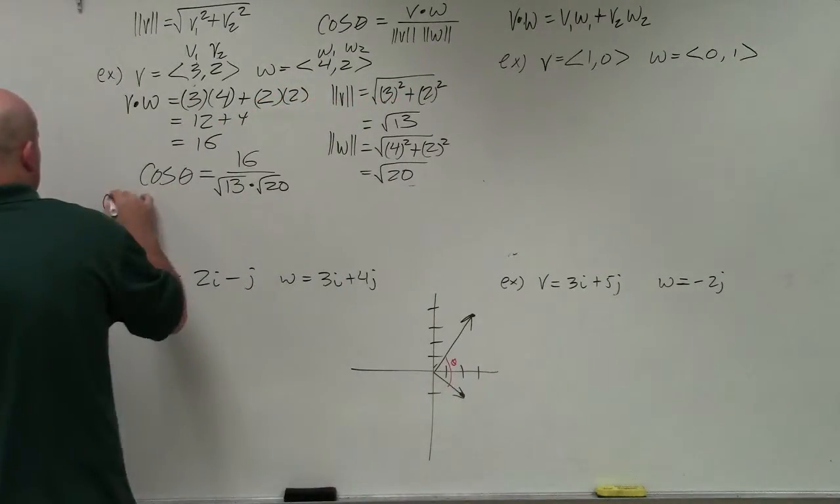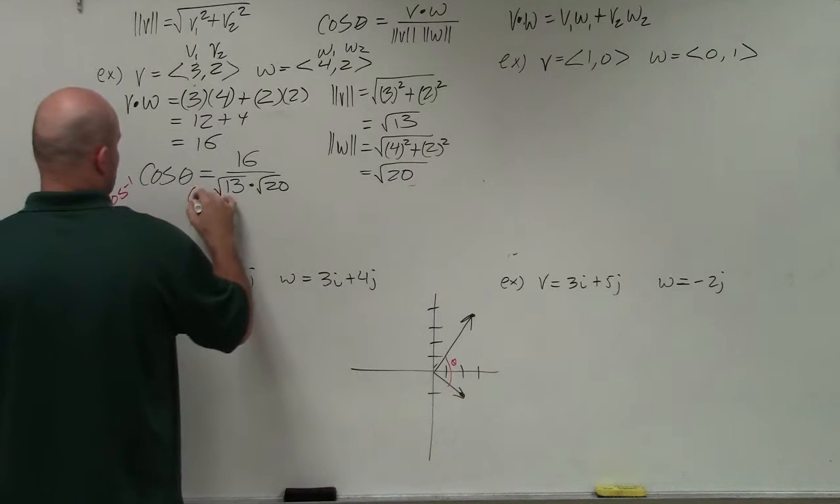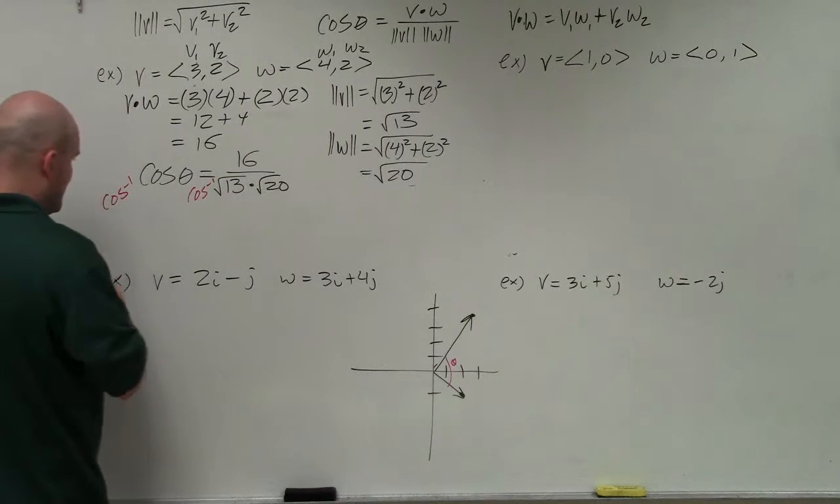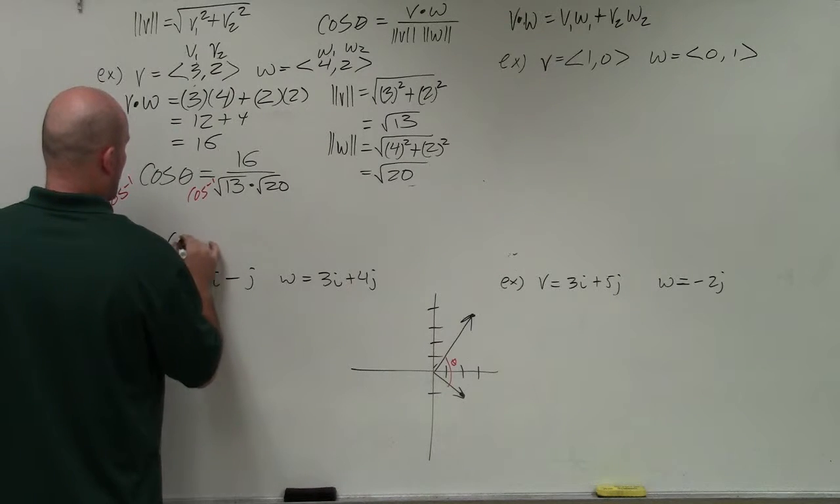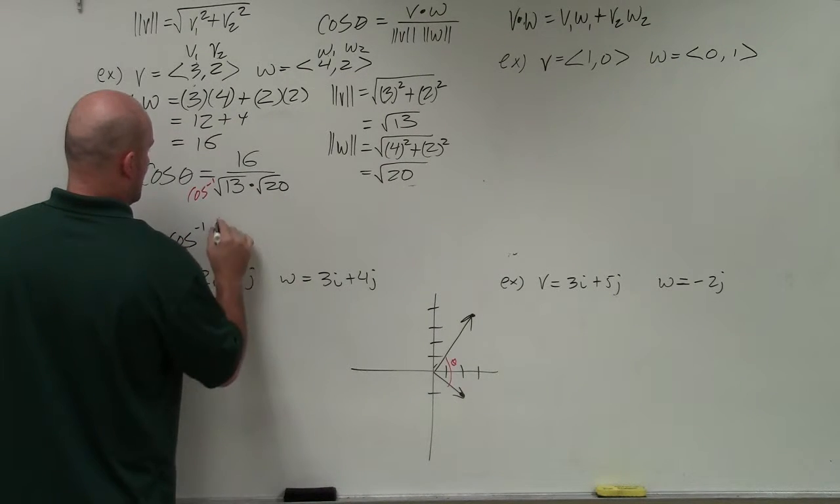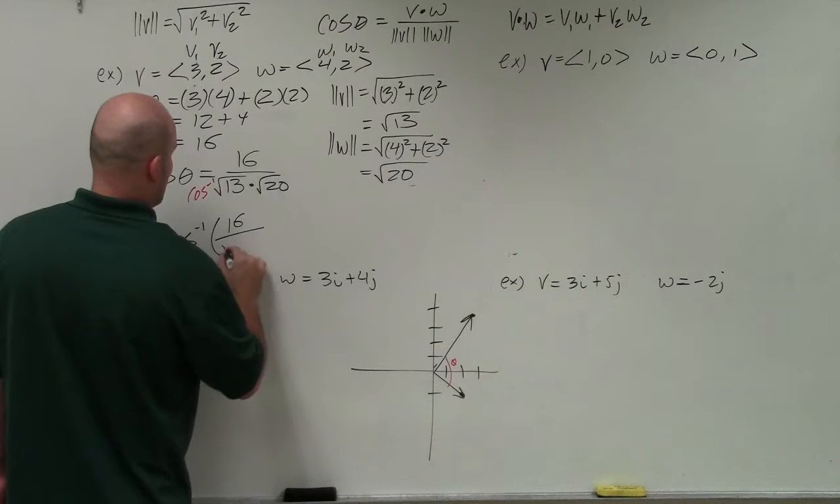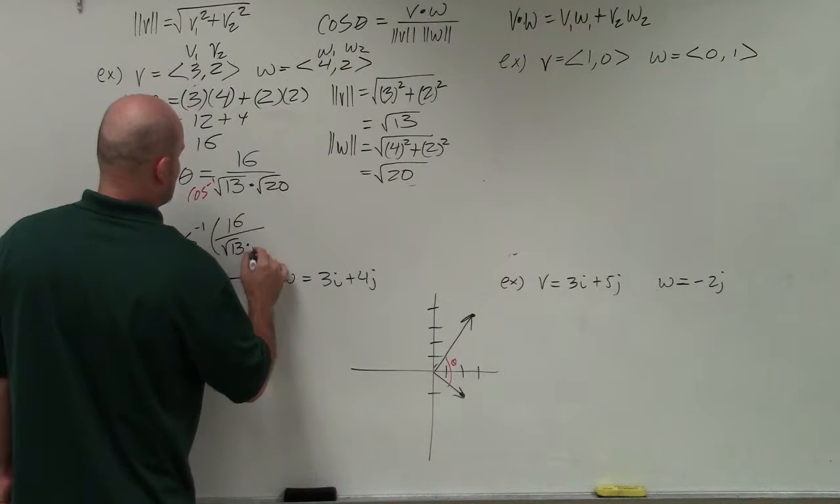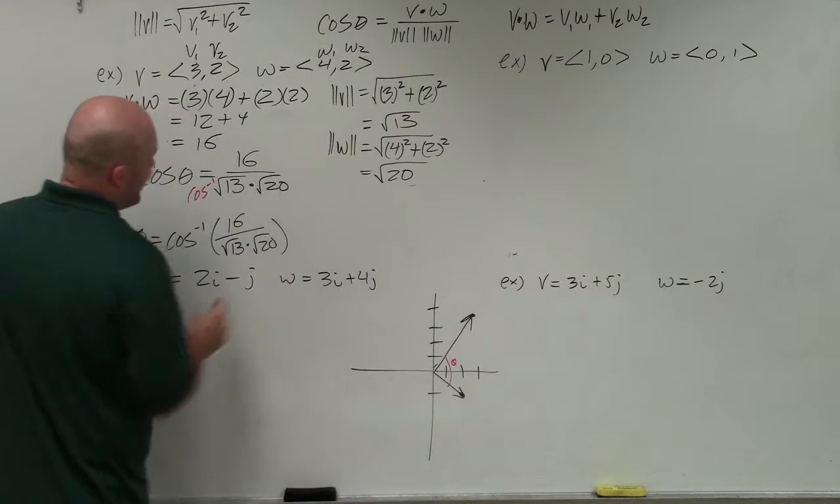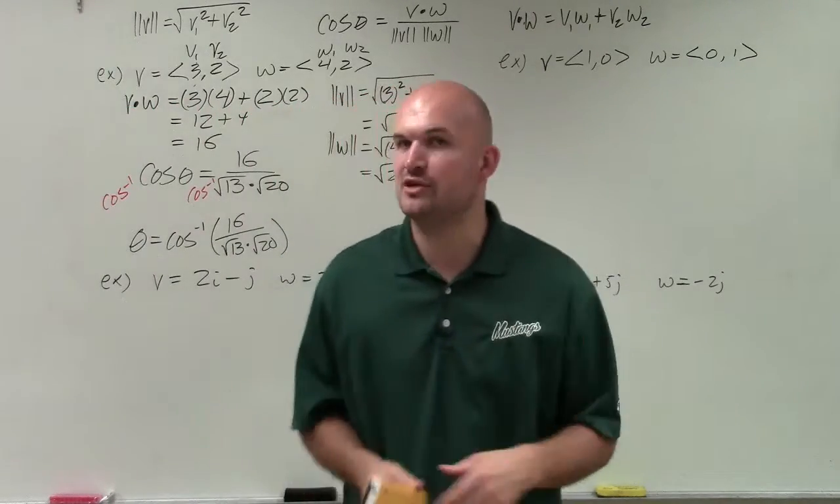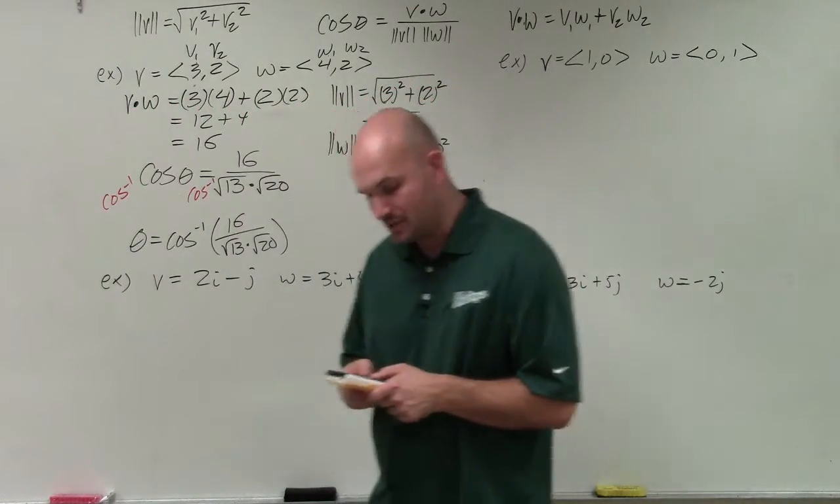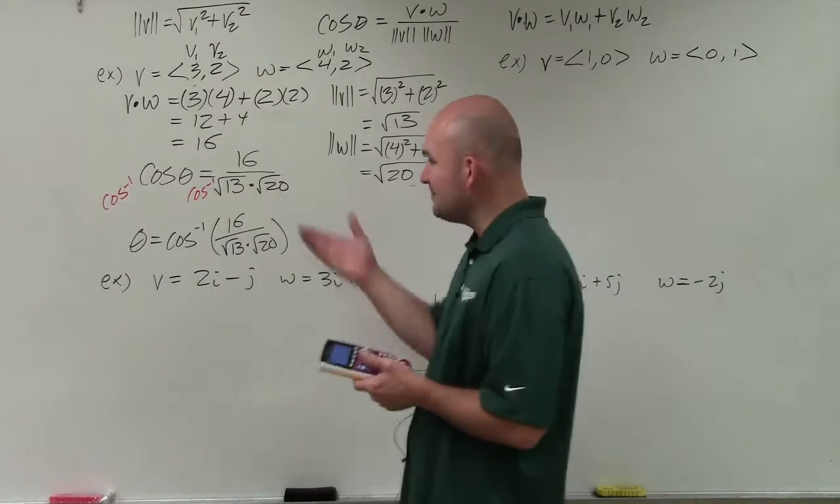To do that, we're going to use the inverse cosine. So therefore, my theta is equal to cosine inverse of 16 divided by the square root of 13 times the square root of 20. And that's what I'm going to plug in my calculator. Now, for these problems in vectors, we're going to be looking for our angle in degrees. So I'm going to make sure my calculator is in degree mode. And I'm basically going to plug this in.